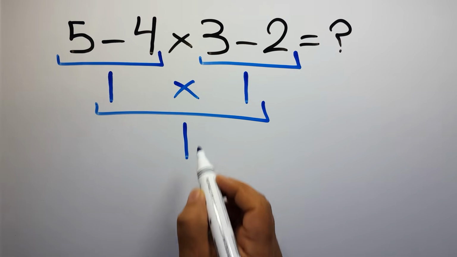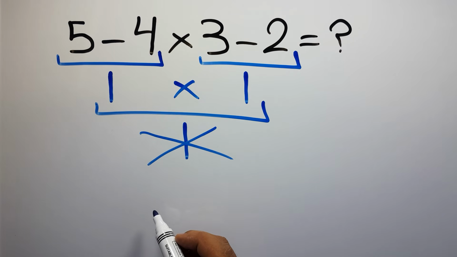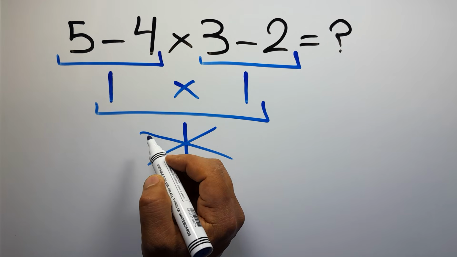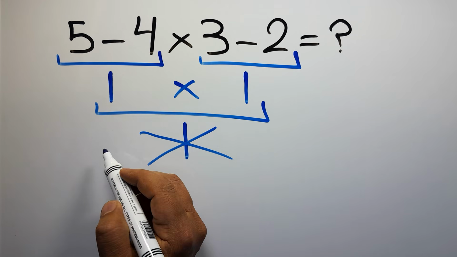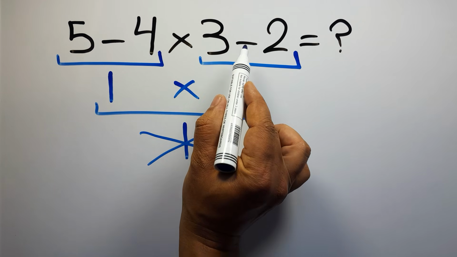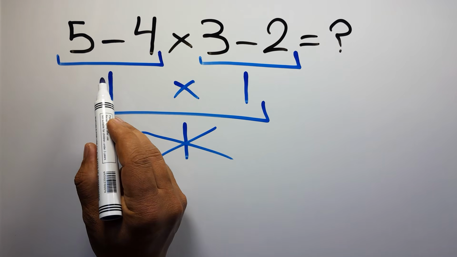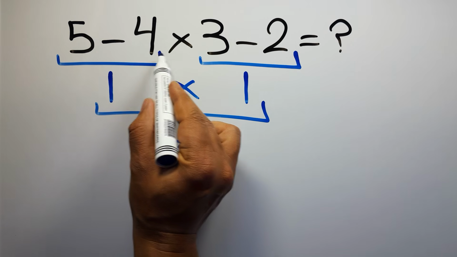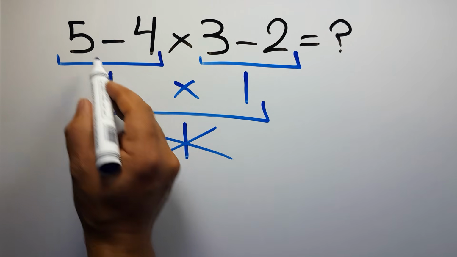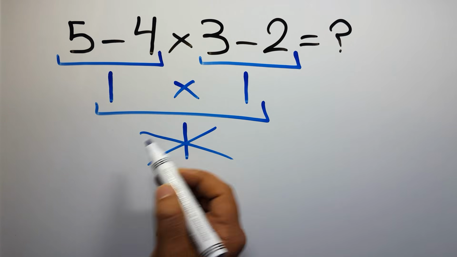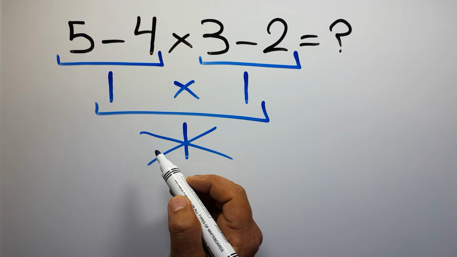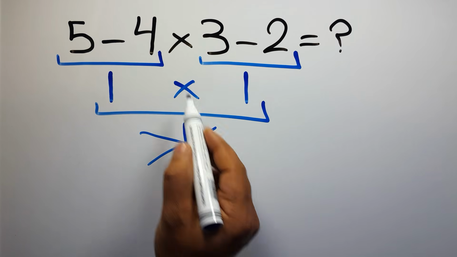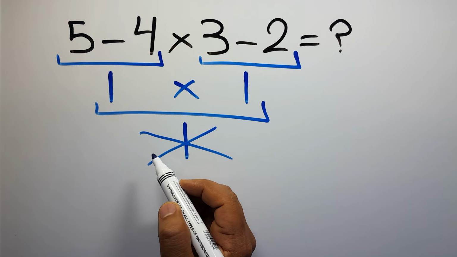But this answer is not correct, because according to the order of operations, multiplication has higher priority than subtraction. And when we have more than one subtraction in an expression, we have to work from left to right. So therefore, first we have to do this multiplication, then this subtraction, and finally this subtraction. If we do this subtraction or this subtraction before this multiplication, it is wrong.